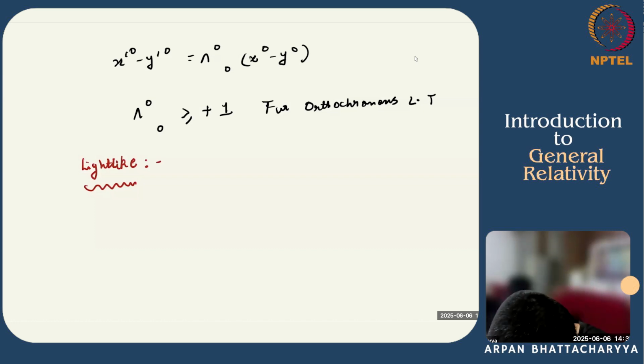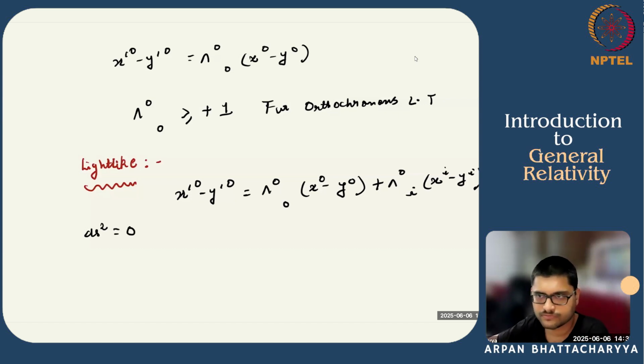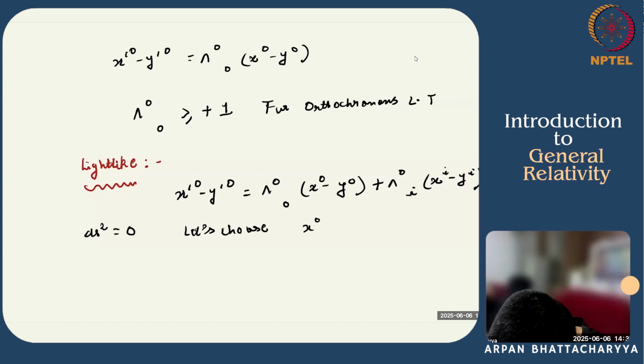So we again start with this equation. Also remember the interval squared is 0 between two light-like separated events, and it follows from there that you can relate the time interval with the spatial interval. Without loss of generality, let's choose the time interval to be not less than zero.